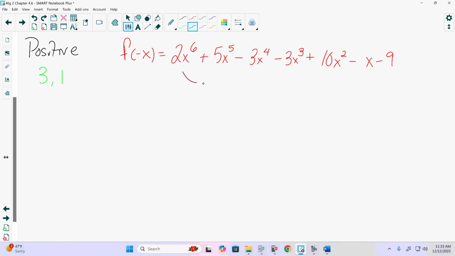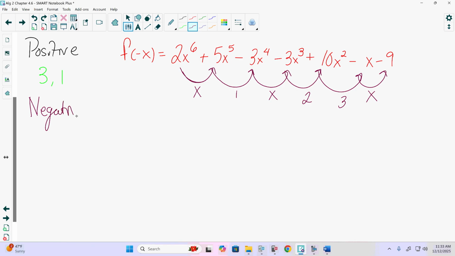Now at this point here, we go back and count the sign changes. For our first 2 terms, we're going from positive to positive. There is no change. Then we go from positive to negative for 1. Negative to negative is no change. Negative to positive gives us 2. Positive to negative is 3. And negative we don't count. So our negatives, we'd have at most 3 or less than it by an even amount, giving us 1.